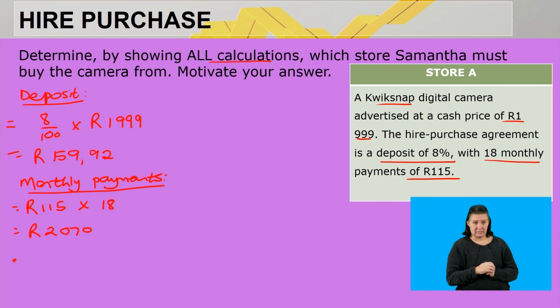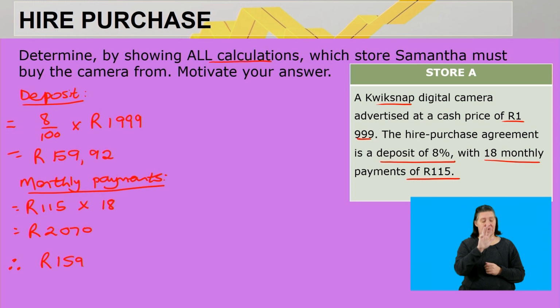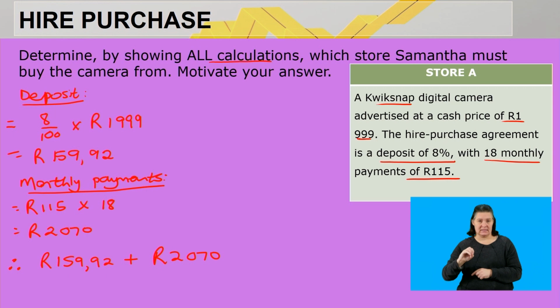Okay, but remember, we would like to know the total she needs to pay. So therefore, I'll take the deposit, 159 Rand and 92 cents, plus all the monthly installments, the 18 of them, right, of 2,070 Rand. Let's add the two amounts together. So 159 Rand 92 cents plus your 2,070 Rand. So in this case, should she decide to buy from store A, the total amount will be 2,229 Rand and 92 cents.